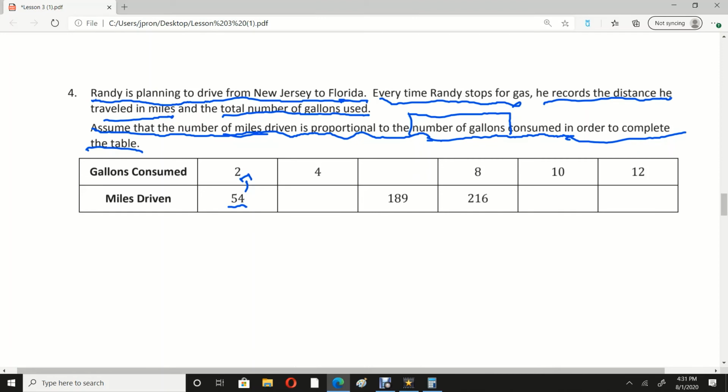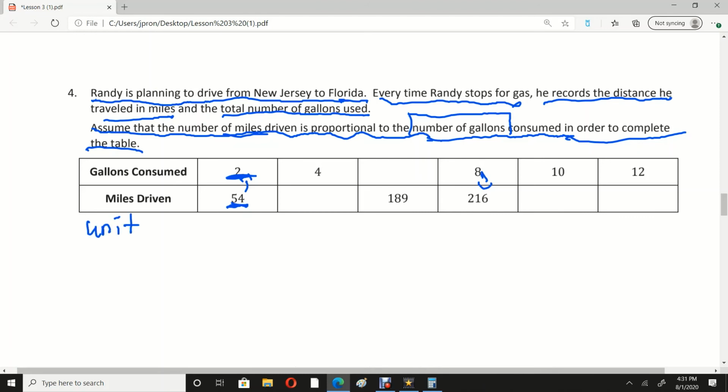Okay, cool. So what you should have come up with is that, assuming all of this is proportional, which we can check right here, but just taking this first example. His first stop was at 54 miles. He had consumed 2 gallons of gas. So based on that, how much gas is he using per mile? What's his unit rate?